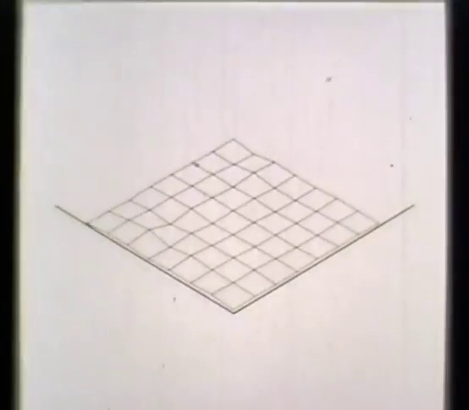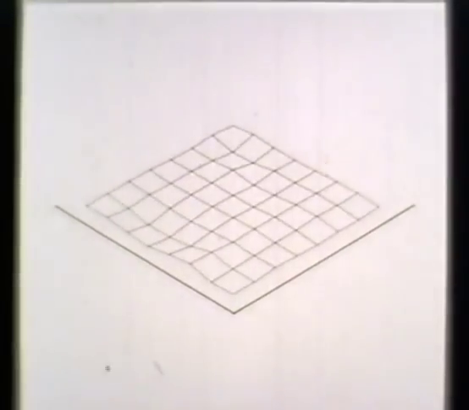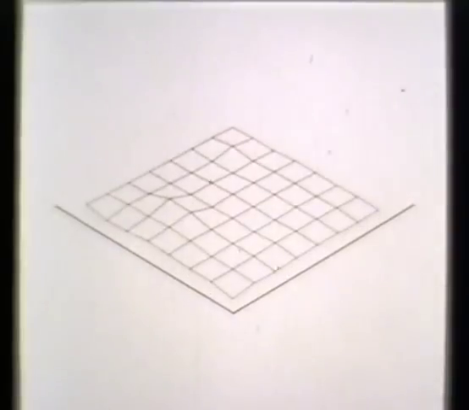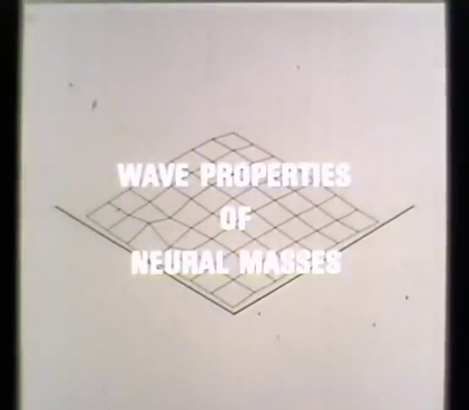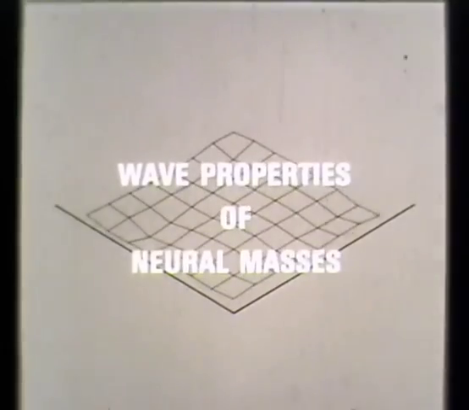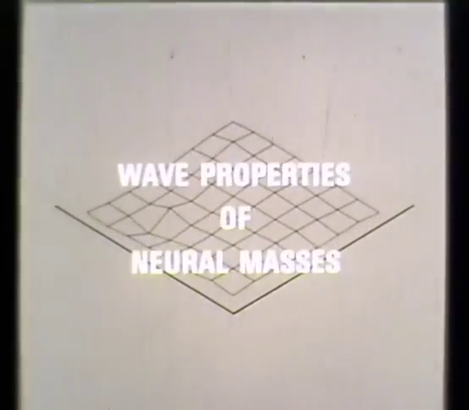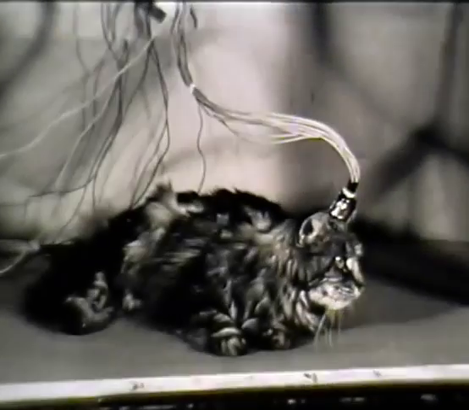This grid represents an array of 64 electrodes. The height of each intersection of the grid represents the potential at a point on the surface of the brain. The potential is amplified by one of 64 preamplifiers, measured at intervals of about 1 millisecond, multiplexed, and stored on magnetic tape for computer display.